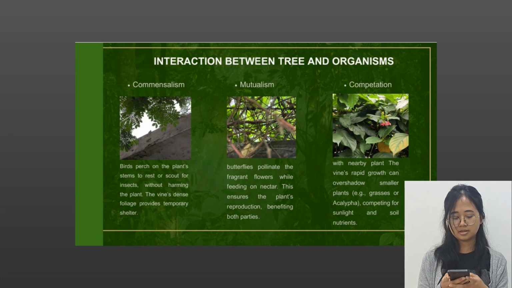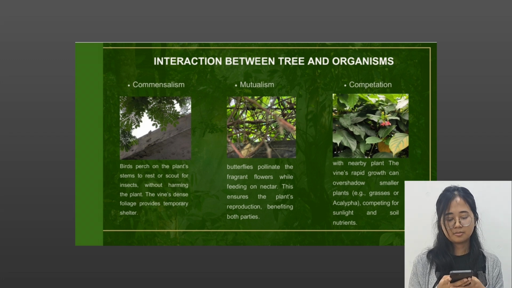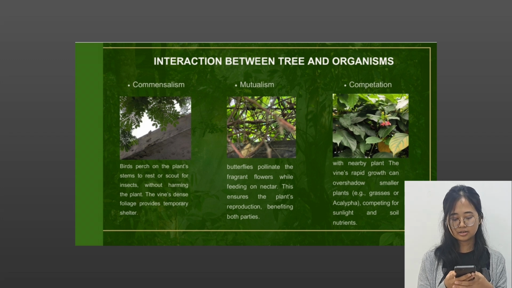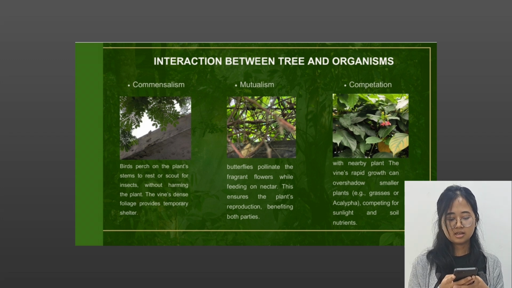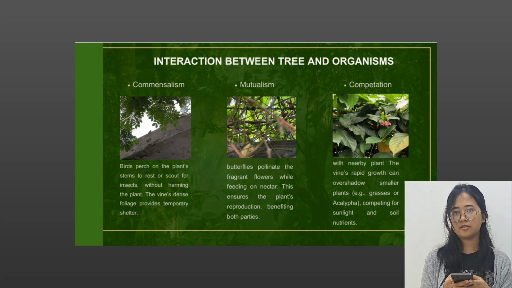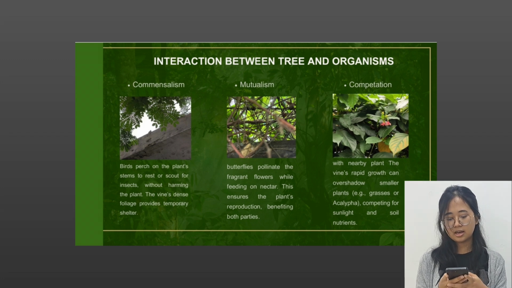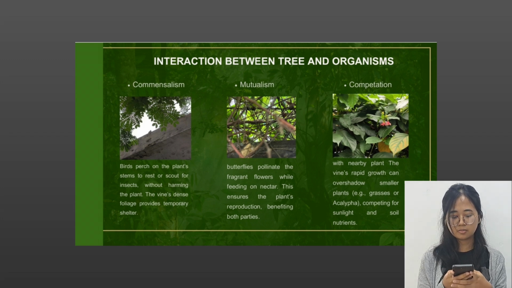The next is mutualism. The example is butterflies pollinating the fragrant flowers while feeding on nectar. This ensures the plant's reproduction, benefiting both parties. And the last interaction is competition. An example is with nearby plants: the vine's rapid growth can overshadow smaller plants, for example grasses or acacia, competing for sunlight and soil nutrients.